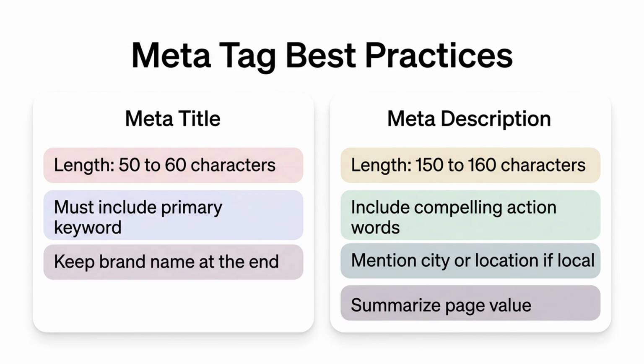There are strict guidelines for crafting effective meta tags. Your meta title should be between 50 and 60 characters. Any longer, and search engines will cut it off. Your meta description provides more room, ideally between 150 and 160 characters. Always include your primary keyword, compelling action words, and relevant local details like your city. This maximizes both visibility and click-through rates.